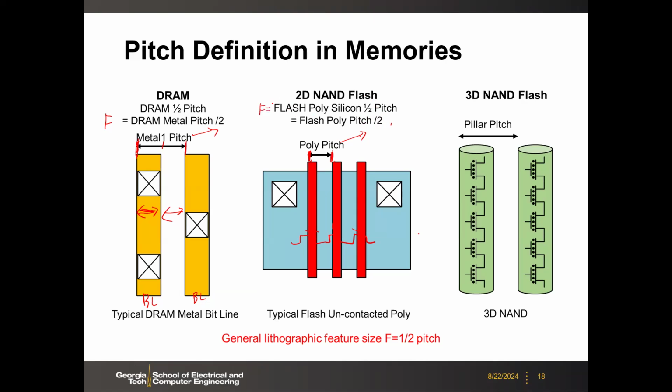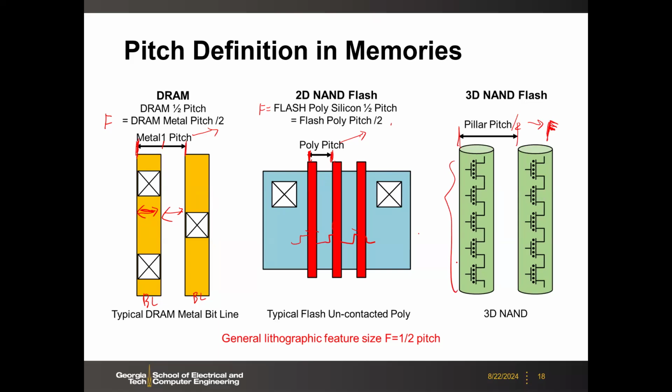And in 3D NAND, it's hard to define, but you can think of it as half of the pinner to pinner pitch. But in 3D NAND, we do not really talk about the F, because what matters is how many layers you stack. Actually, the F in 3D NAND, if you use a pinner pitch, is much larger than in 2D NAND.